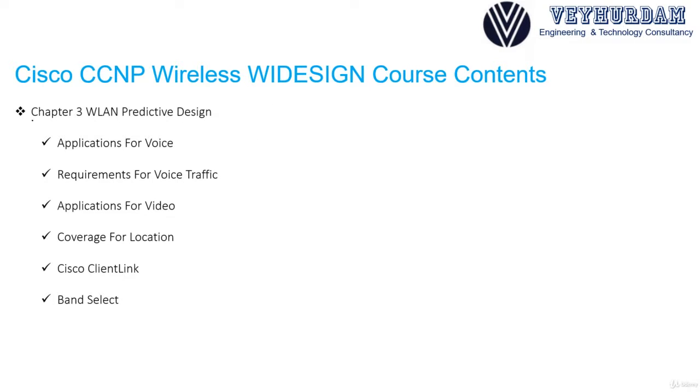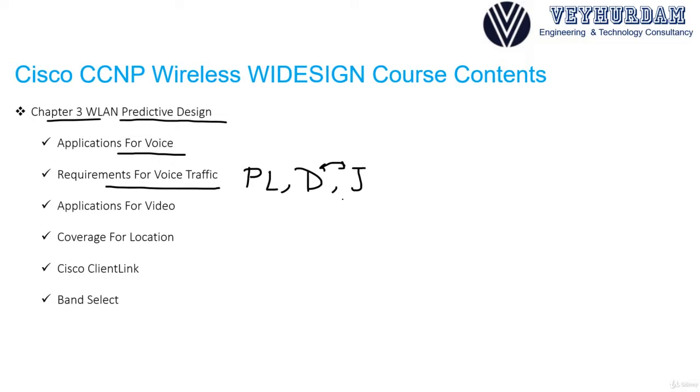On chapter 3, we will focus on predictive design and some site survey related features and technologies that we need to understand before starting our site survey journey. First of all, we need to understand applications for voice, why we need them, and what are the requirements for different voice traffic. We need to understand packet loss. We need to understand delay, jitter. What is the relation between delay and jitter?